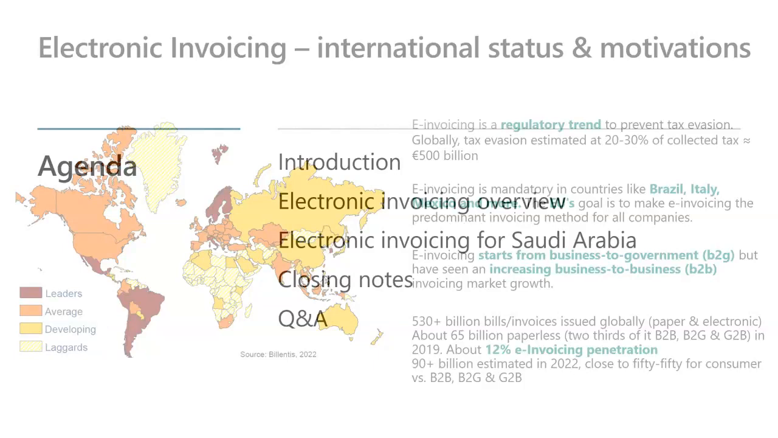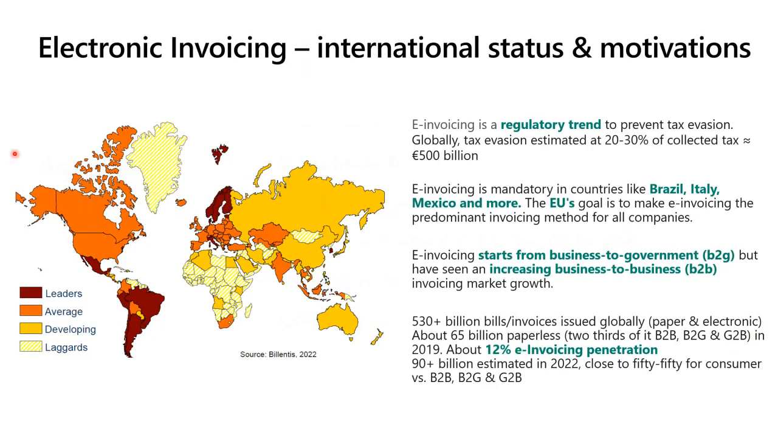All right, a quick introduction about our motivations. Tax evasion is estimated globally at around 30% of the collected taxes, which represents approximately 500 billion euros. Thus, the prevention of tax evasion on trade operations is becoming the main engine for adoption of e-invoicing by the country's tax authorities, turning electronic invoicing into a global trend.